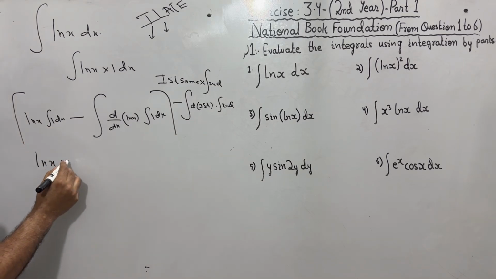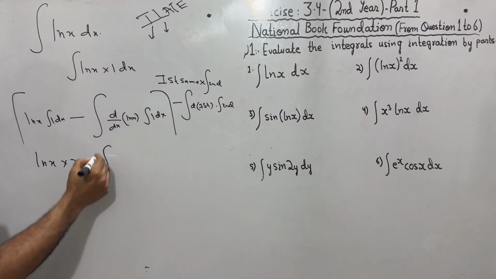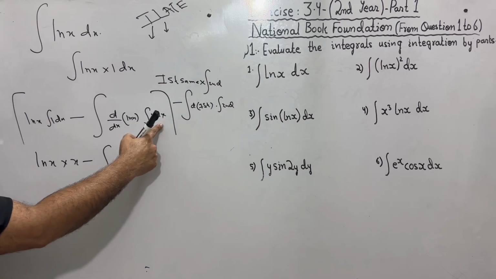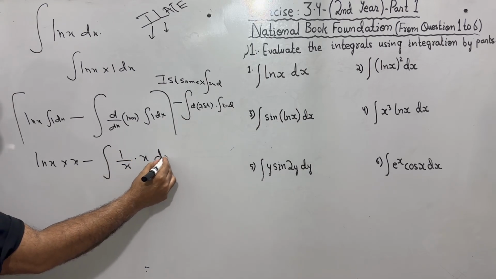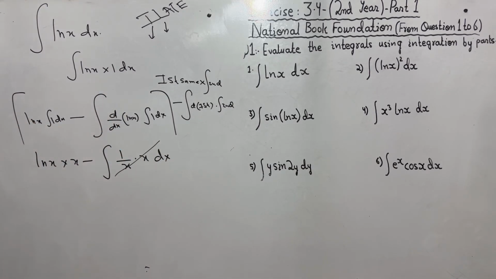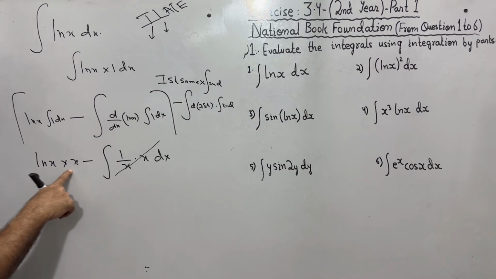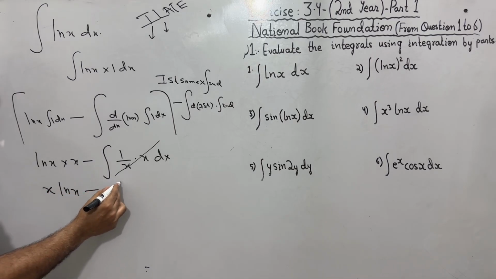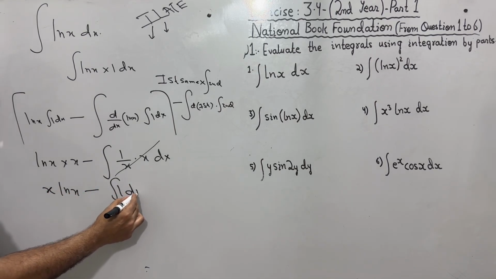Integration of 1 is x minus whole integral. Differentiation of ln x is 1 over x. Integration of 1 is x times dx, because the integral symbol is present. When neutralized, it cancels out. Ln x times x, they cannot be squared. They are two separate functions. Write in that fashion: x ln x minus integral of 1 dx.